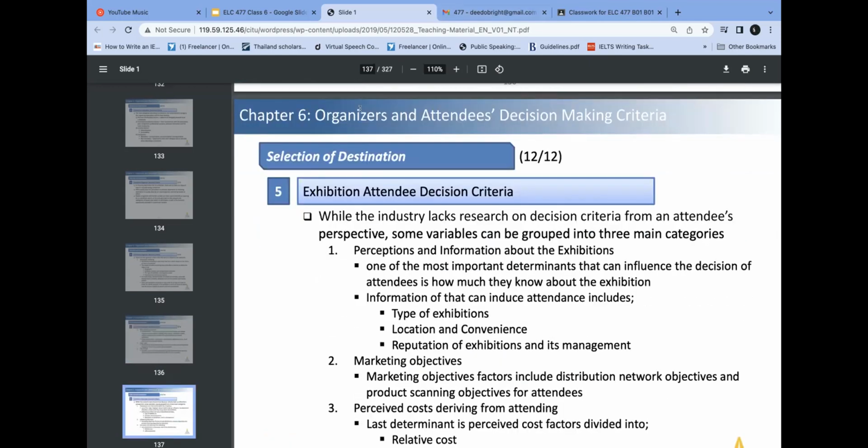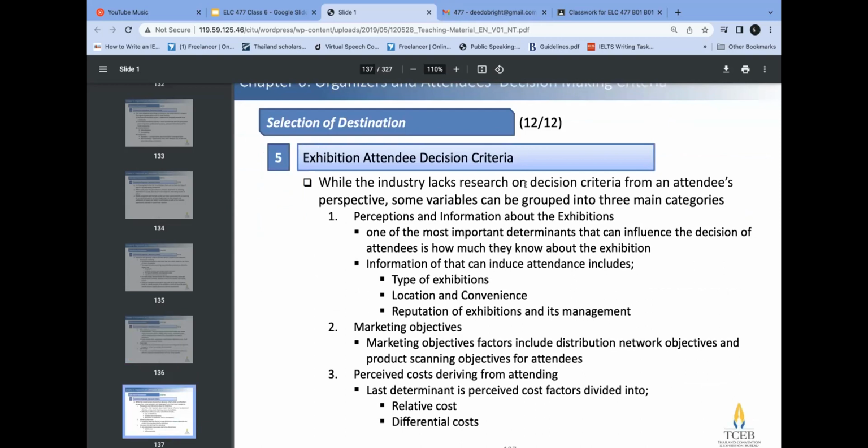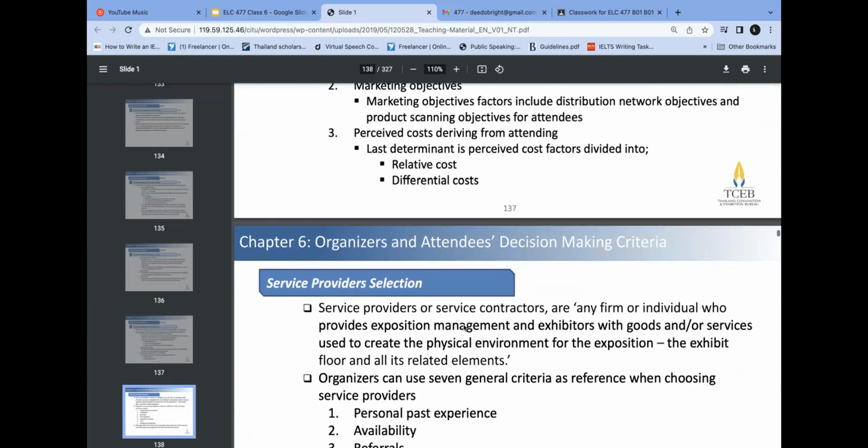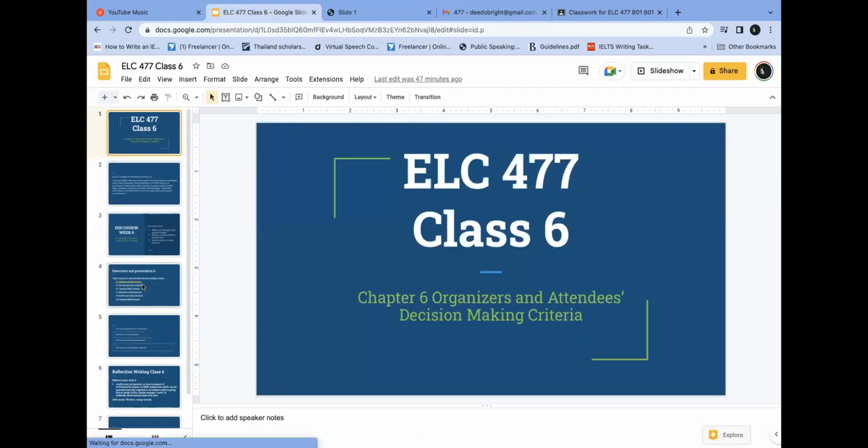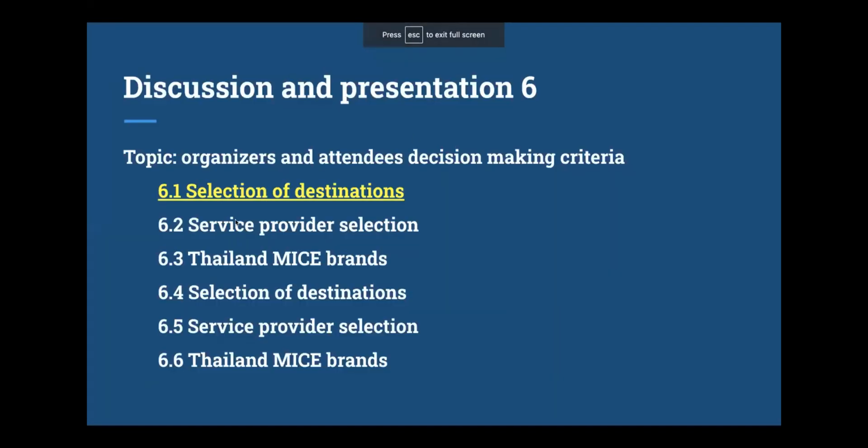All right, so I think this one is really like selection of a destination that we have to cover for today's class. So moving to service provider selection, right? So we're done for the first one already, right? So just choose 2, 3, 4, 5, and 6, group discussion, and let only 1 or 2 students talk about this kind of thing. Okay.